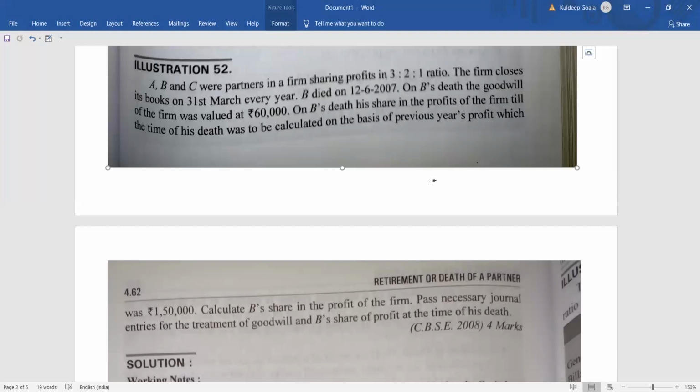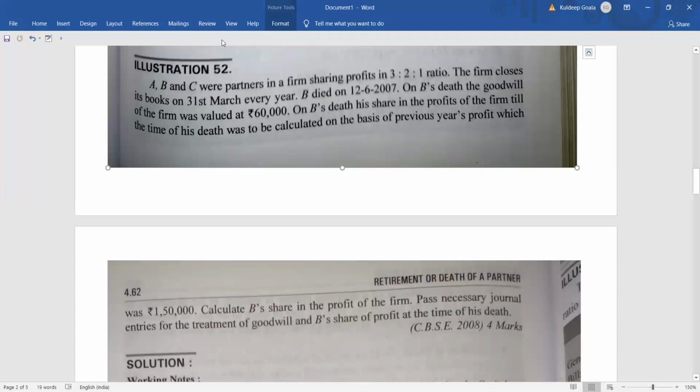We have to calculate B's share in the profit of the firm, and we are also required to give the journal entry for treatment of goodwill as well as B's profit at the time of B's death. First of all, you have to find out how many days B worked in that particular year. As I told you, it is 1st of April till 12th of June, so it is coming 73 days. So 73 days B has worked.